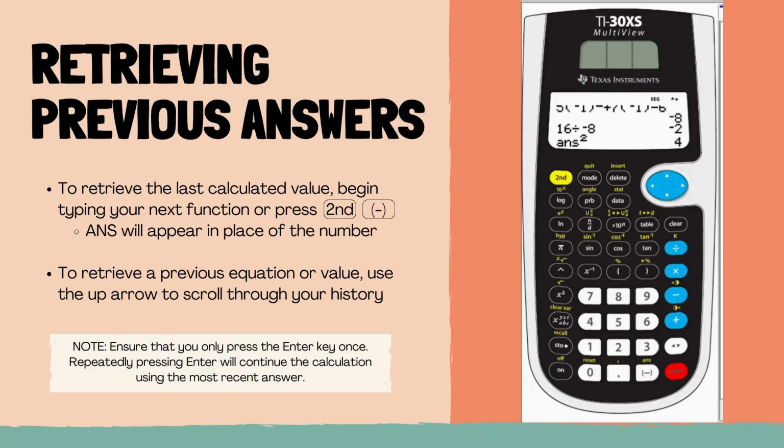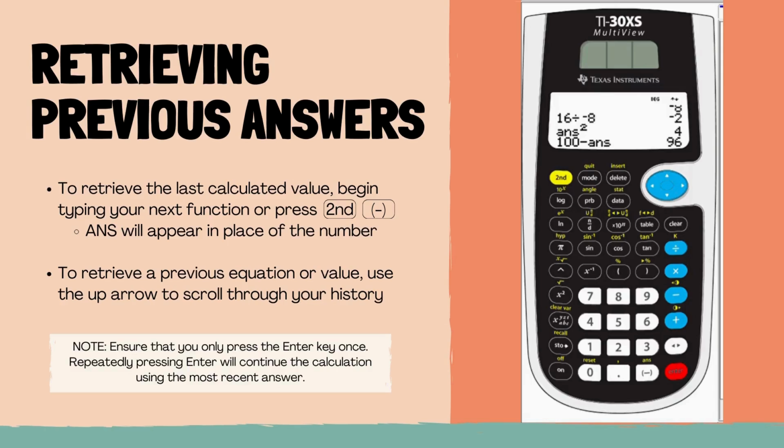So we can also choose where to insert our answer. Let's say you wanted to do 100 minus 4. You can type 100 and then minus, second, and then negative, and that'll show up as 96, which is also the correct answer.